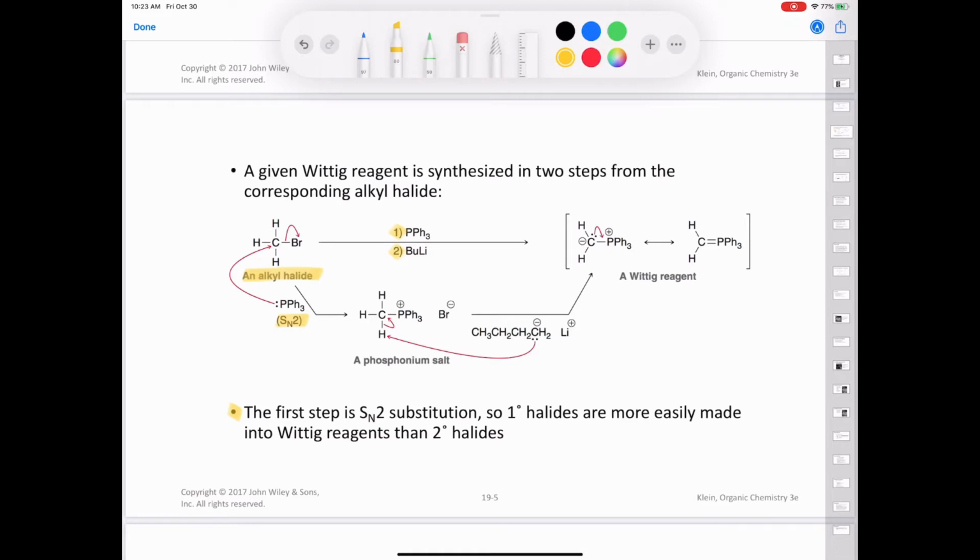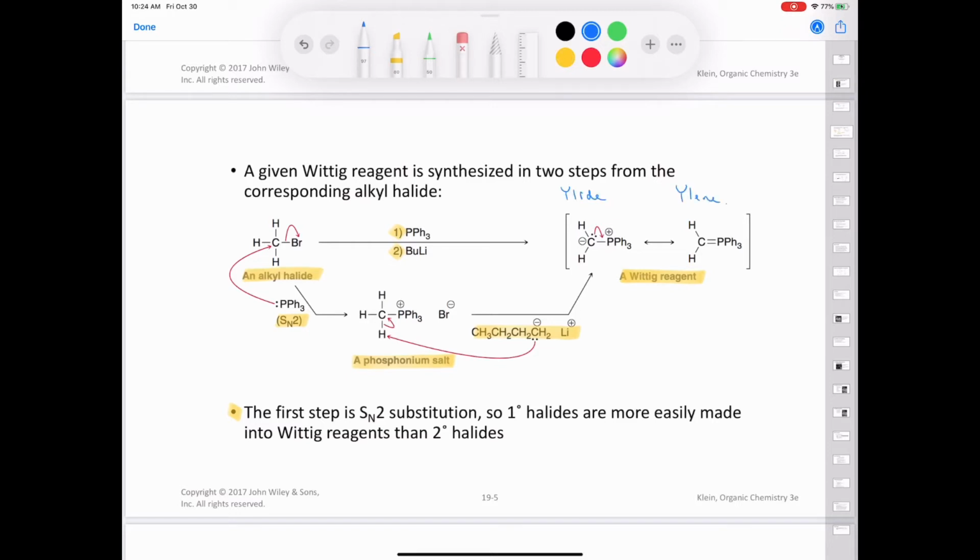Once the halogen has been displaced and we have the halide, we form a phosphonium salt. And the phosphonium salt is then treated with butyllithium, which is shown here. And butyllithium deprotonates the phosphonium salt to produce the Wittig reagent. Both the ylide and the ylene are shown here.